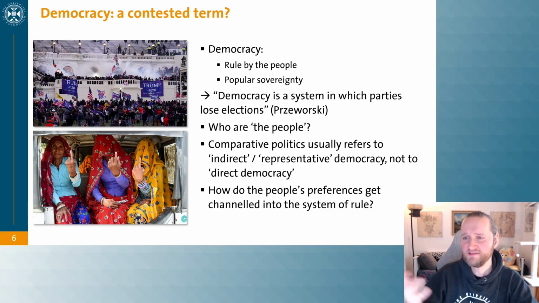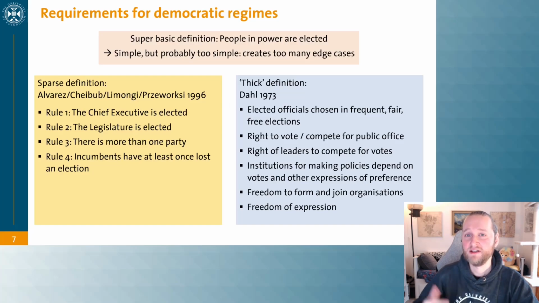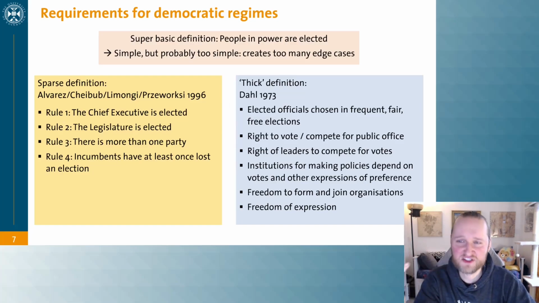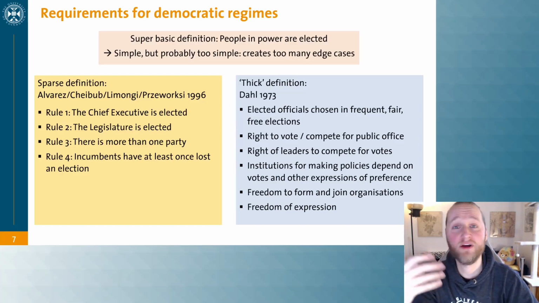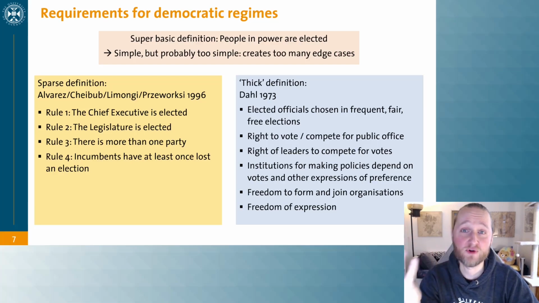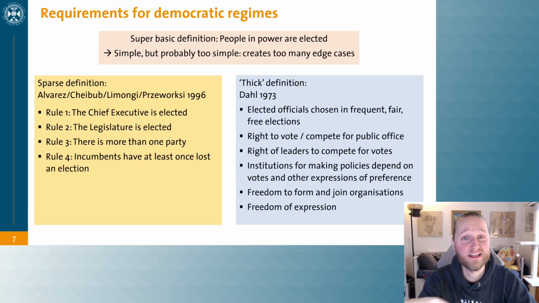So, democracy, generally speaking, rule by the people. Let's think about a couple of definitions. Obviously, the super basic definition could just be, whoever's in power got there because they were elected, rather than say they were born as the son or daughter of the previous ruler. That's probably a little bit too simple, though, because it creates too many what we call edge cases.